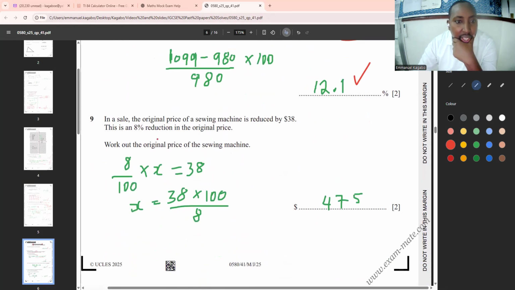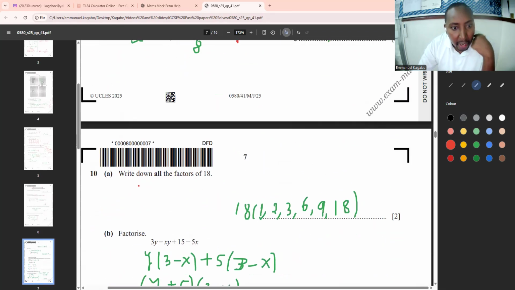Very good. Next question. The original price of a sewing machine is reduced by 38 in this, and this is the 8% reduction in the original price. Work out the original price of the sewing machine. Okay, very good. So there are different ways of approaching the question, but let me do it with this. 8% of what we don't know is this one. So if I work out the question here, it's going to be 8x over 100, cross multiply, divide by 8. So this will be the cost of the machine.